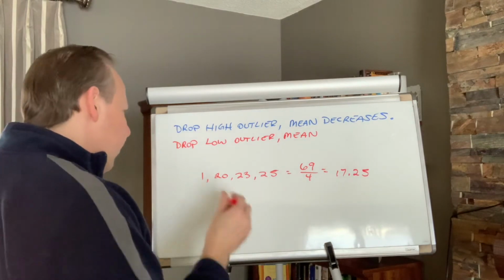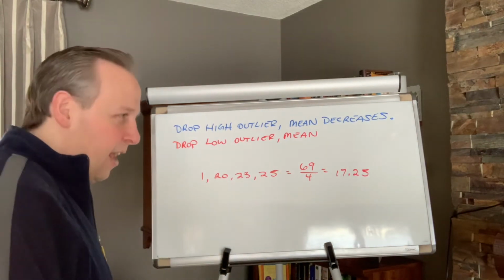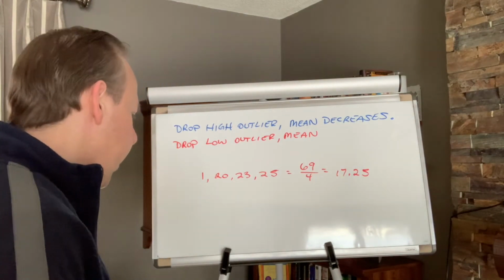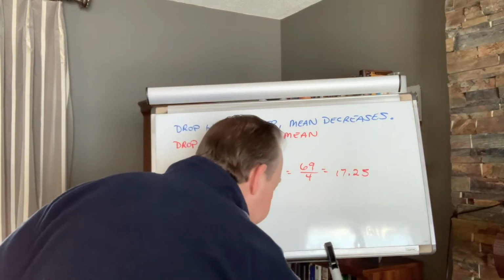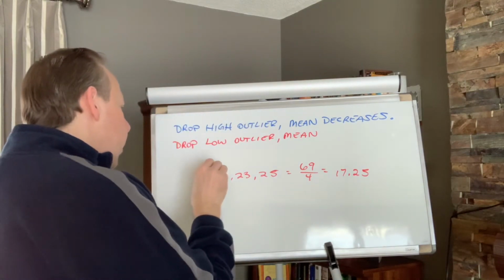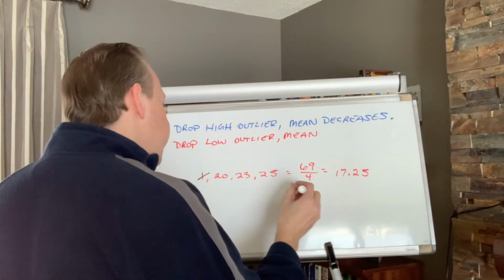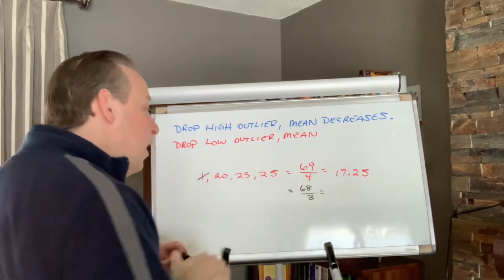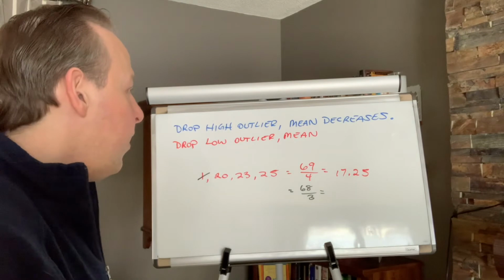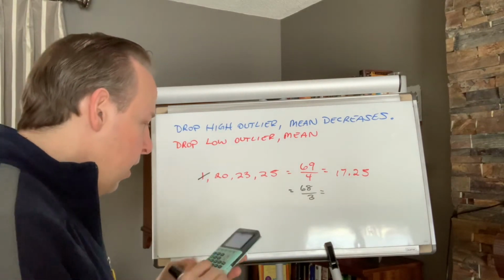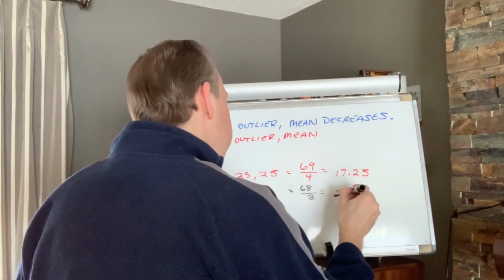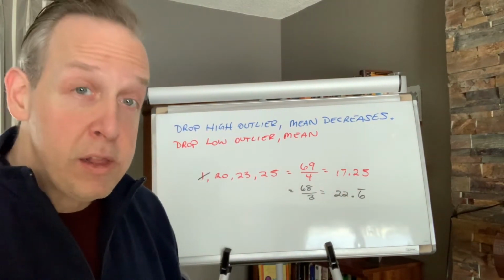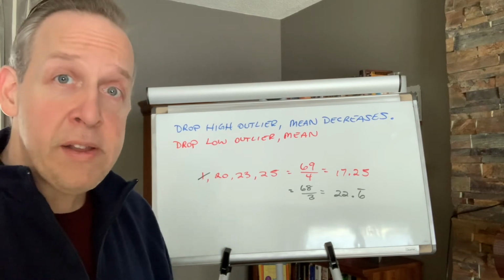What if I got rid of that number 1? Let's say, again, it was a mistake. It was done in error. We don't want it. It should go away. If I get rid of it, then the new sum is 68, but it's only divided by 3. So what happens if I divide 68 by 3? I get 22.6 repeating.